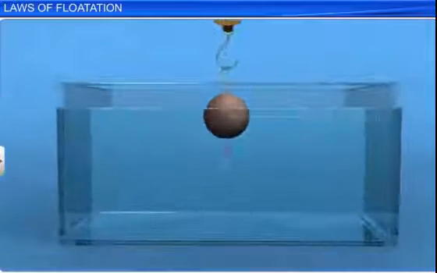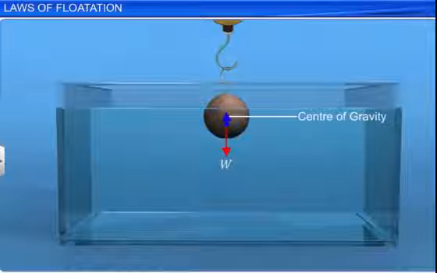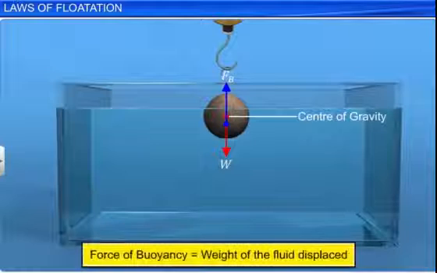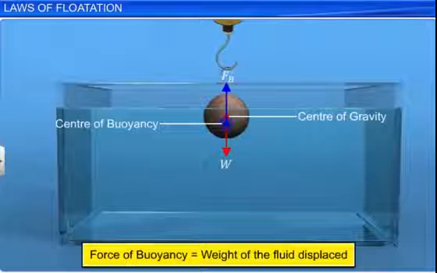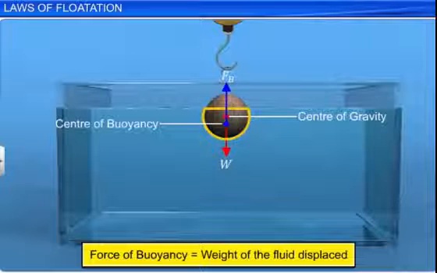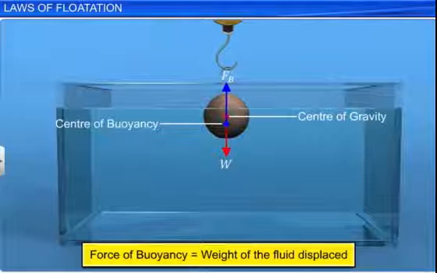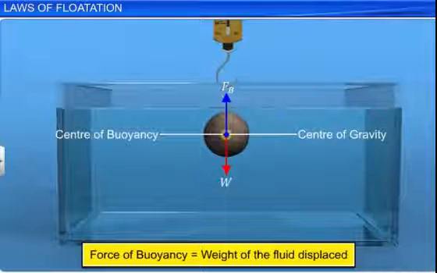When a body is immersed in a fluid, the fluid exerts an upward force on the body, known as the force of buoyancy or upthrust, Fb. According to Archimedes' Principle, the force of buoyancy is equal to the weight of the fluid displaced. This force of buoyancy acts vertically upward through a point known as the center of buoyancy. The center of buoyancy is the center of gravity of the displaced fluid. If the body is completely immersed in the fluid, then its center of gravity coincides with the center of buoyancy.